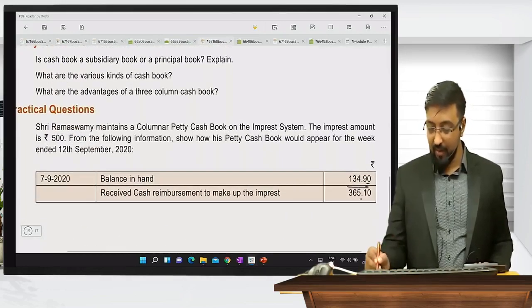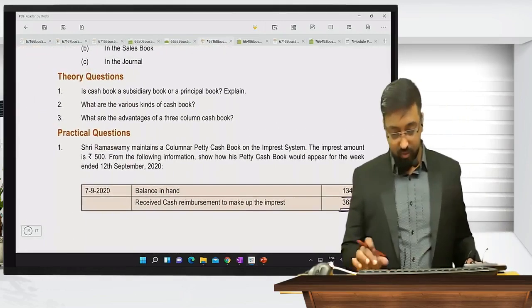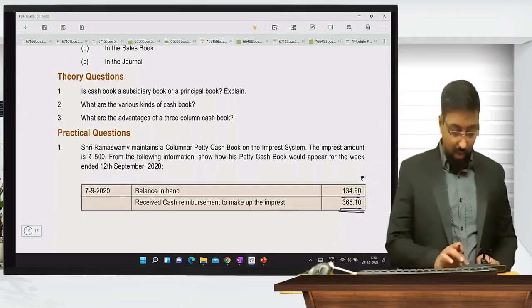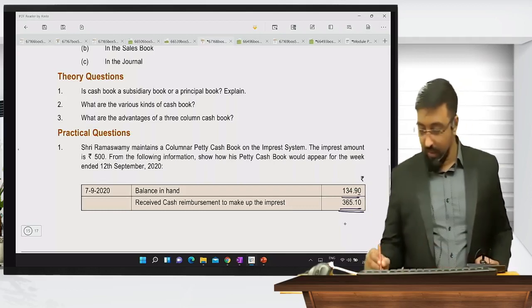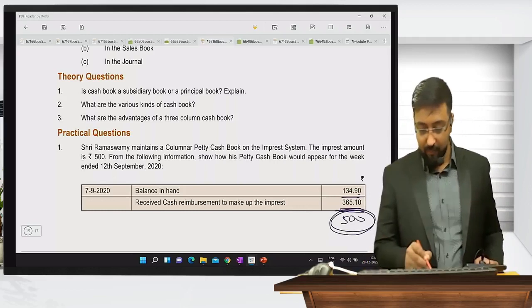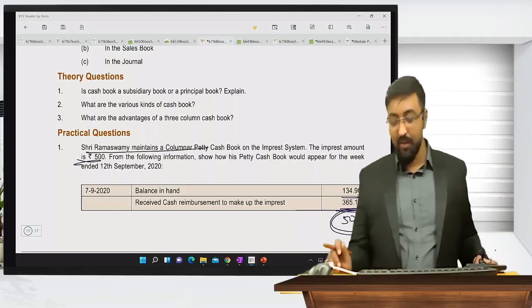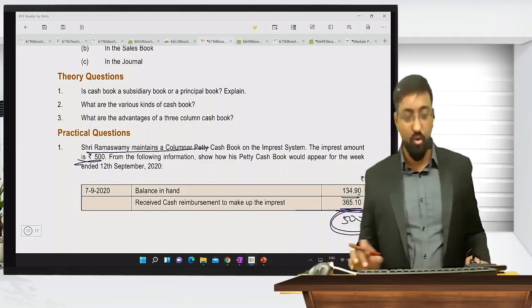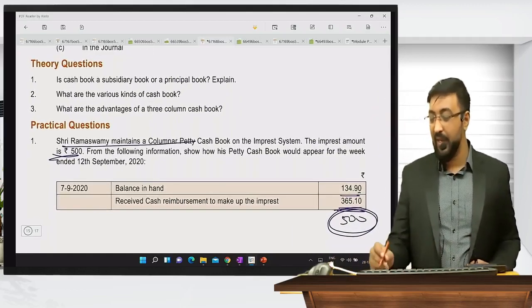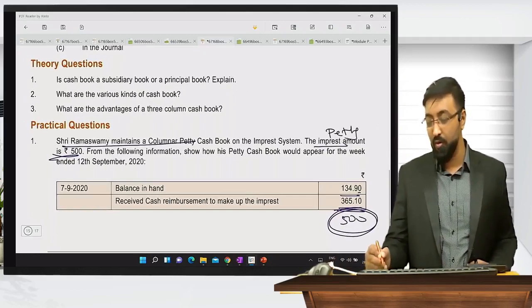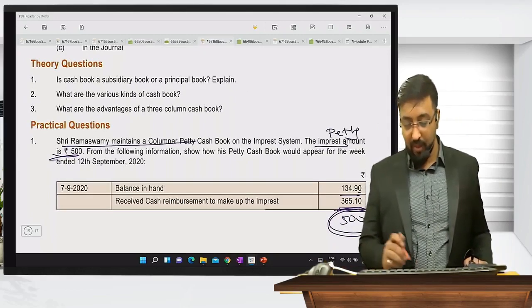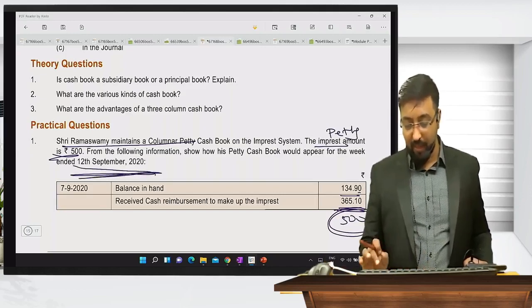Balance in hand is there, received cash. So you have 134.9 plus 365.10. You have 500 rupees in hand. Shri Ramaswamy maintains a columnar petty cash book. The imprest account shows 500 rupees. That is a petty cash. Imprest means petty cash amount. From the following information, prepare the statement ended 12 September.